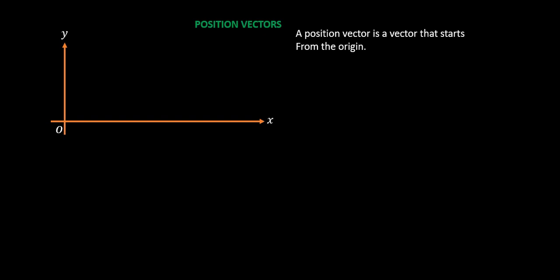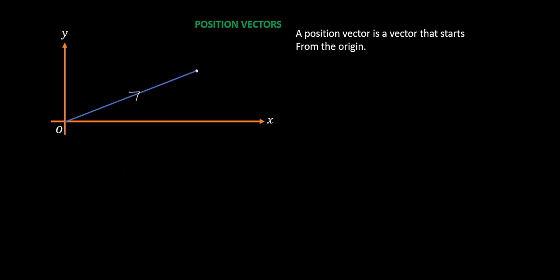Okay, so a position vector is a vector that starts from where? Well, it starts from the origin. And as we can see, this line starts from the origin and reaches to this point here. So let's use an arrow to indicate the direction of the vector. Where it starts from, we call it the tail. Where it stops, the head of the vector.